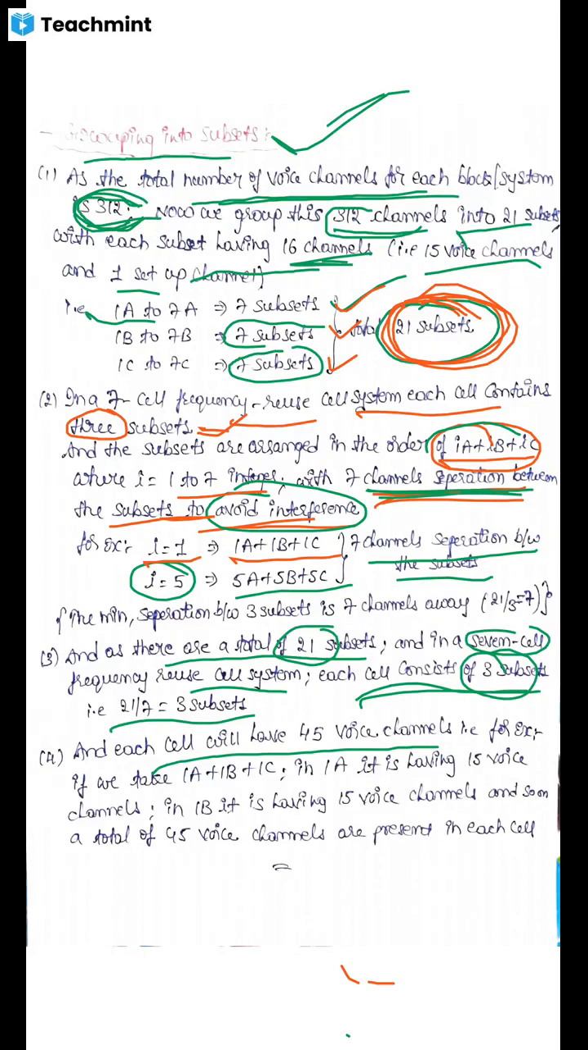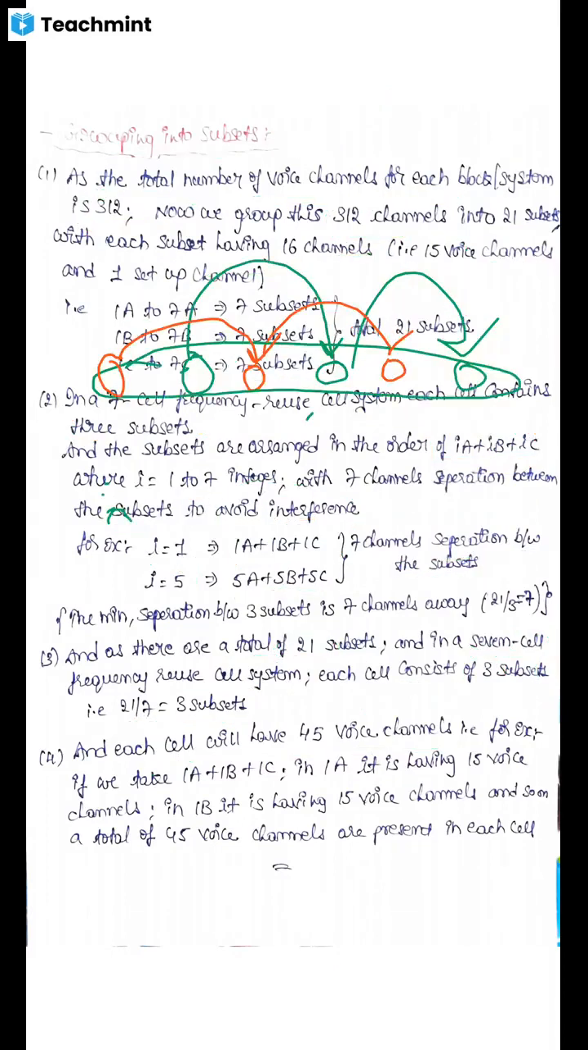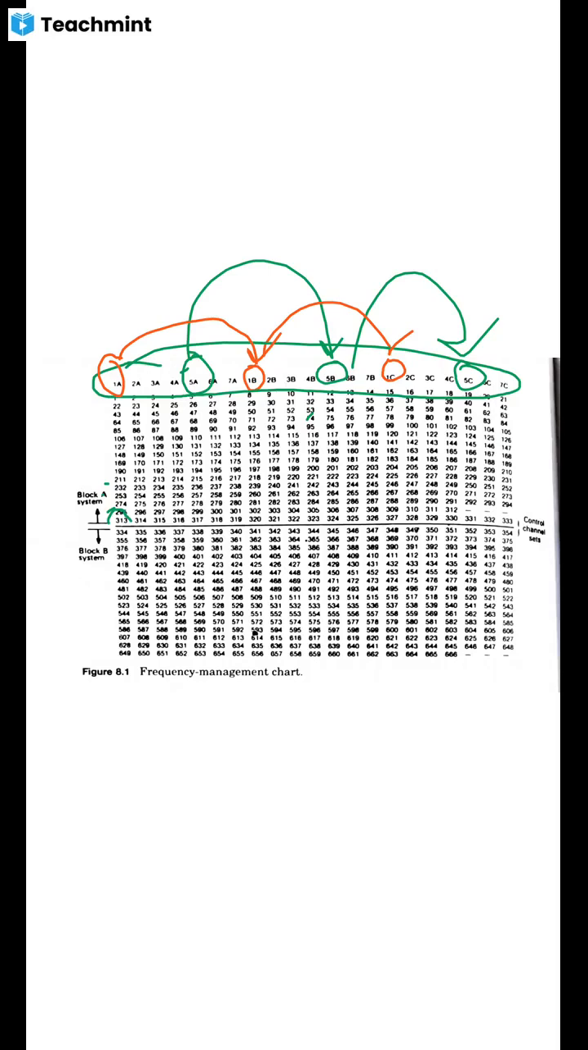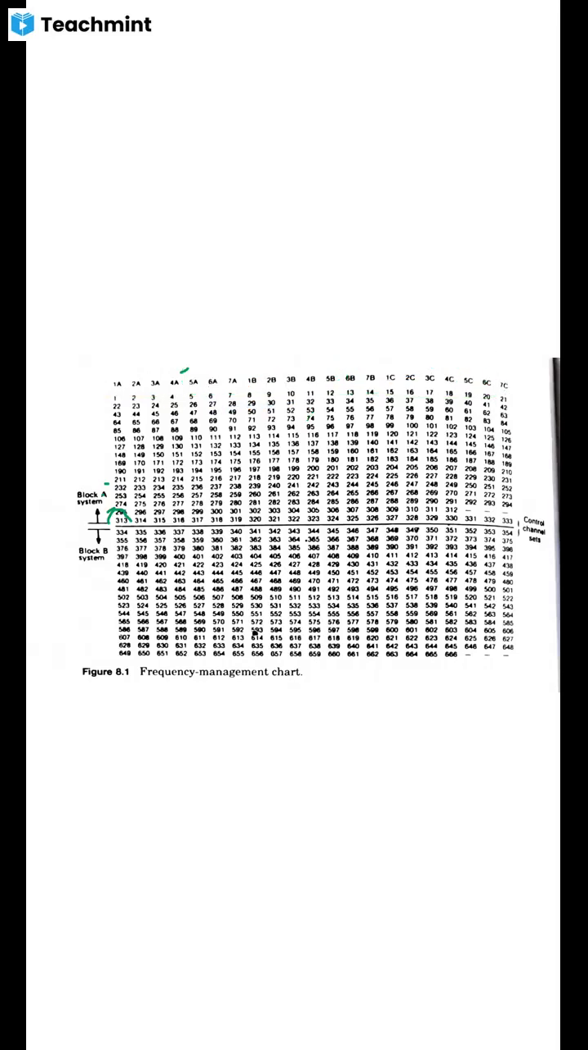If each cell contains 3 subsets, then how many voice channels will each subset have? 15 voice channels. See here, in the frequency management chart, each subset will have 15 voice channels.